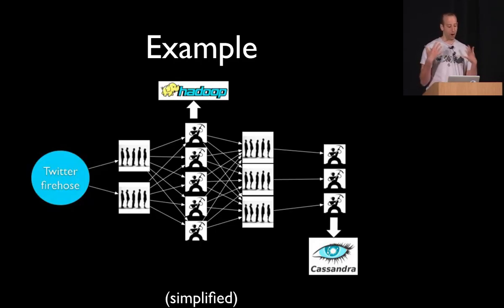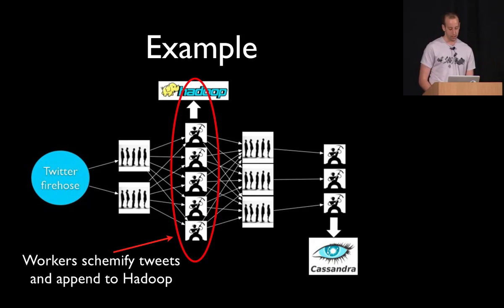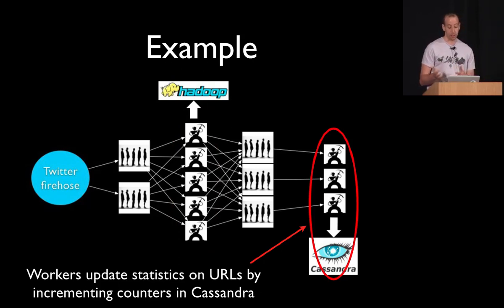So here's an example of what our architecture looked like using queues and workers. We were reading the Twitter fire hose, and we were producing various analytics on those tweets. So we take the tweets and we put them onto a cluster of queues, and then we would have one set of workers that would take the tweets, put them into our schema, and then append those tweets to Hadoop for later processing. And then they would send messages to another set of workers that would update statistics on URLs that are being tweeted into Cassandra. So we did things like number of tweets per URL over time, impressions per URL over time, and things like that.